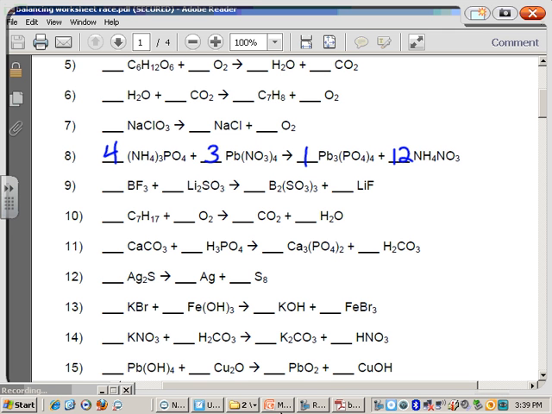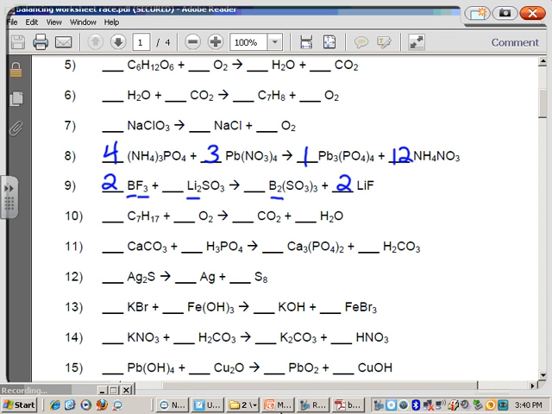Number 9, again, let's balance metals first. So I have lithium right here. I have 2 of them, so I'm going to put a 2 over here to represent 2 lithium on the product side. Then I'm going to go on to boron. So I'm going to start in with my non-metals now. I have 1 boron over here and I have 2 over here, so I'm going to put a 2 right there, which changes the number of fluorines that I have.